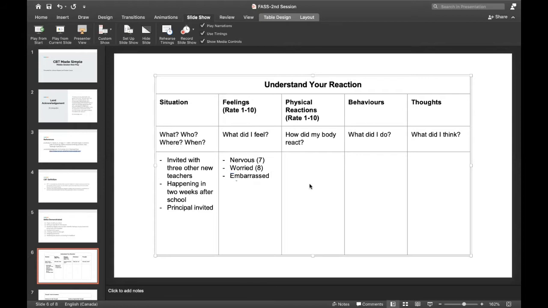Okay. And the last feeling you mentioned was embarrassed. How would you rate this one? Probably a 6. Okay, you did a great job of rating your feelings. And just to summarize, you were nervous at a 7, worried at an 8, and embarrassed at a 6. Is that right? Yep, that's right. Okay, and it's all written down correctly? Yeah. How did your body react when you got the invitation to the barbecue? I guess my stomach started to clench and I could feel my shoulders tensing.